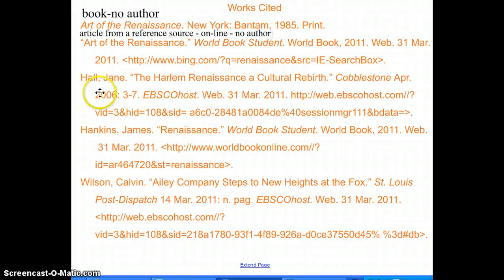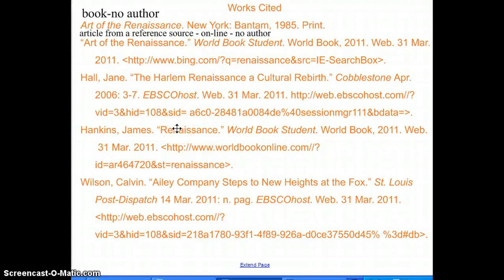All right, so the next one: Hall, Jane, "Harlem Renaissance: A Cultural Rebirth," Cobblestone, April 2006, 3 through 7, EBSCOhost. And this is the first time we've actually used EBSCOhost, and I tried to explain kind of what EBSCOhost does. It is an online resource, but it's not really a reference source, and it's not a website.